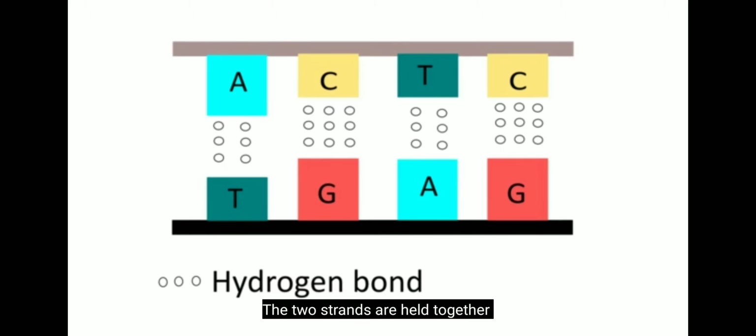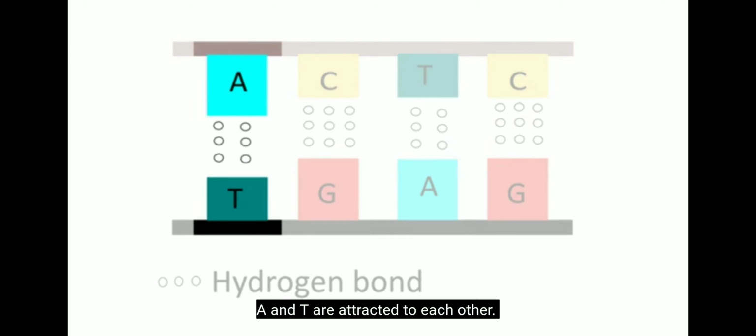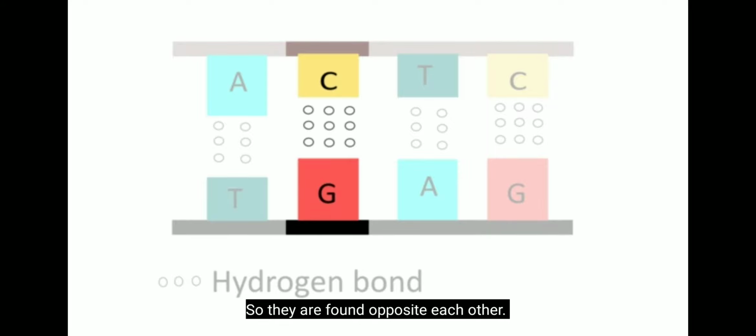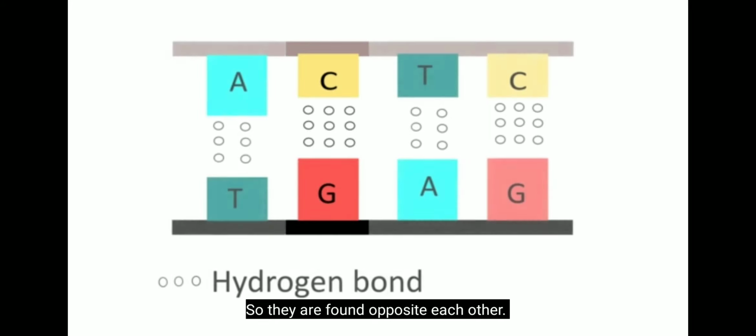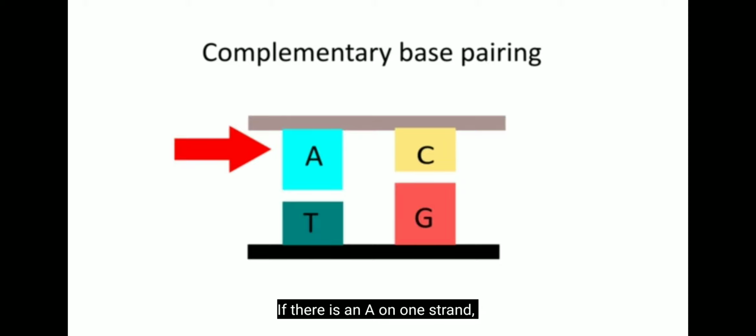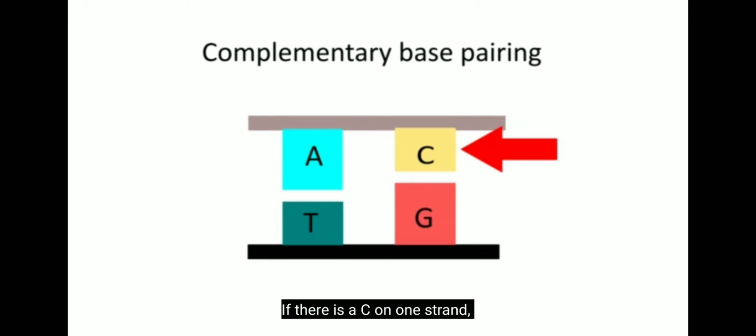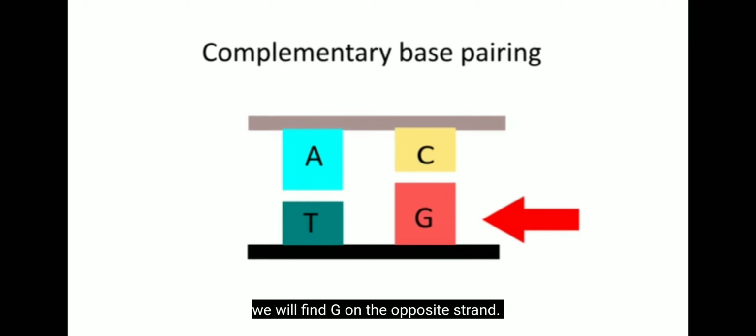The 2 strands are held together by hydrogen bonds between nucleotide bases. A and T are attracted to each other, so A and T are found opposite each other. Similarly, G and C are attracted to each other, so they are found opposite each other. If there is an A on one strand, T is found on the opposite strand. If there is a C on one strand, we will find G on the opposite strand.